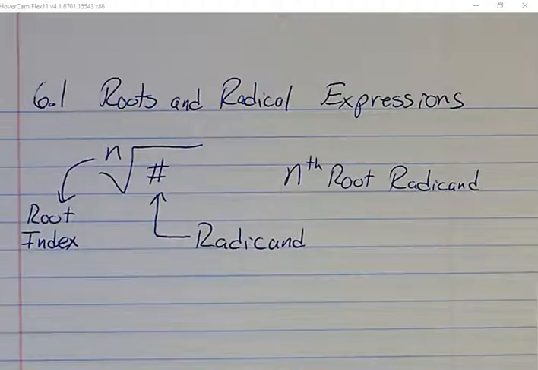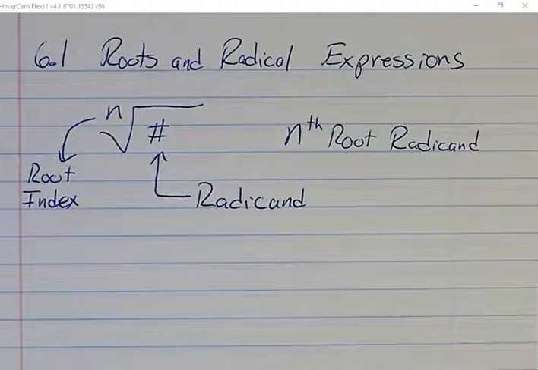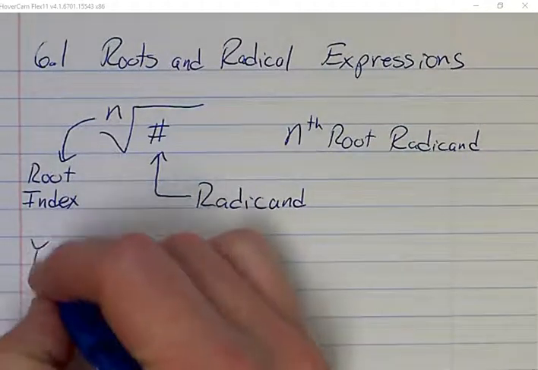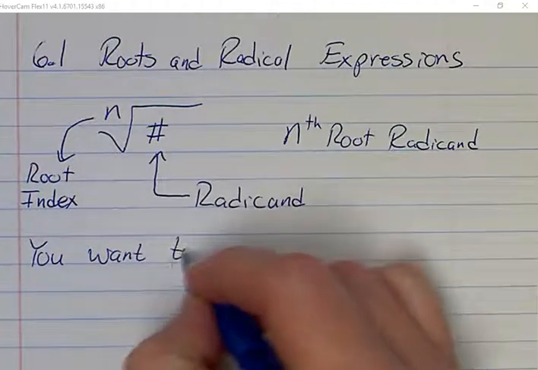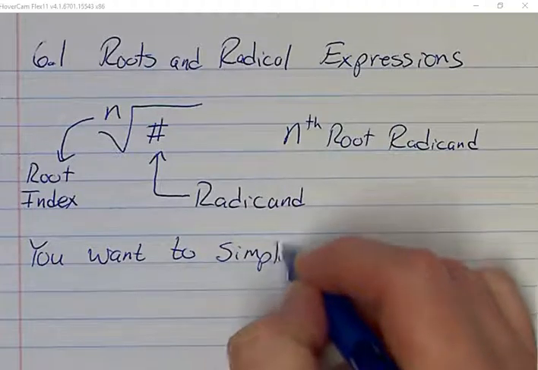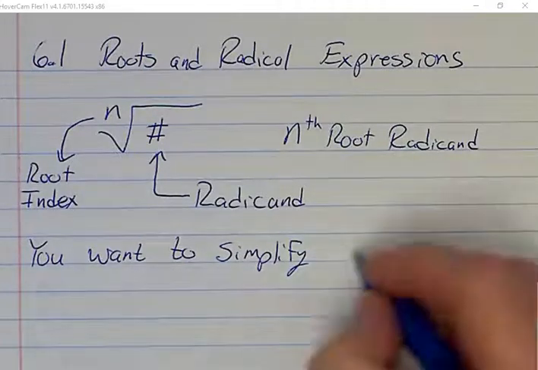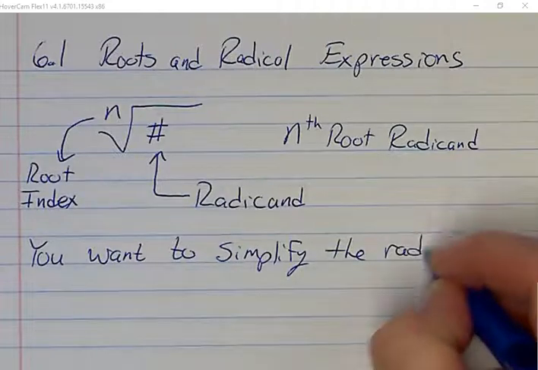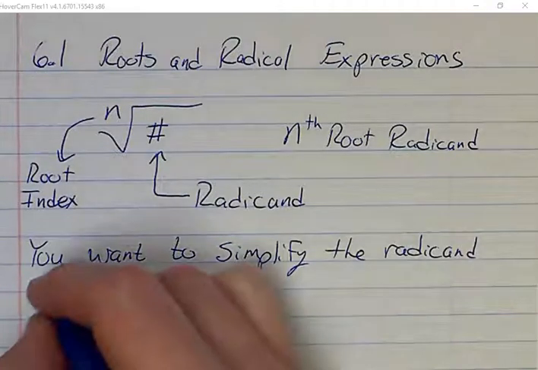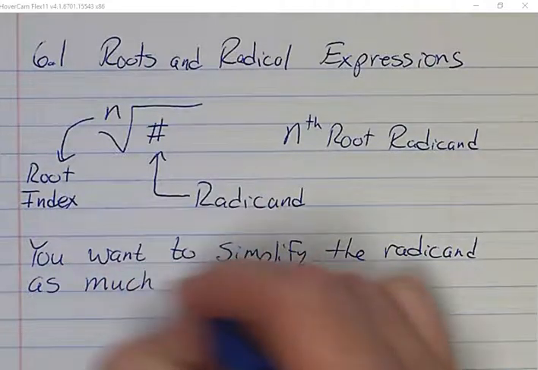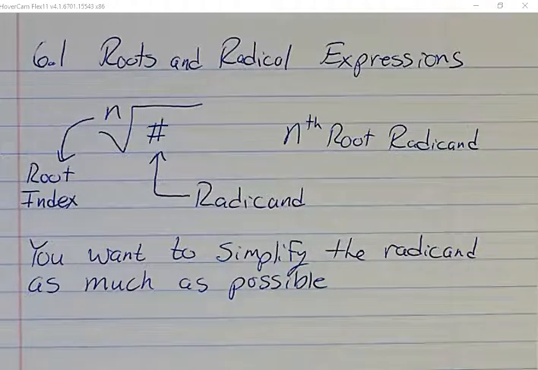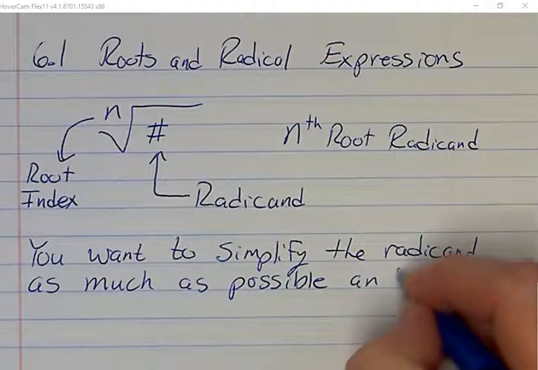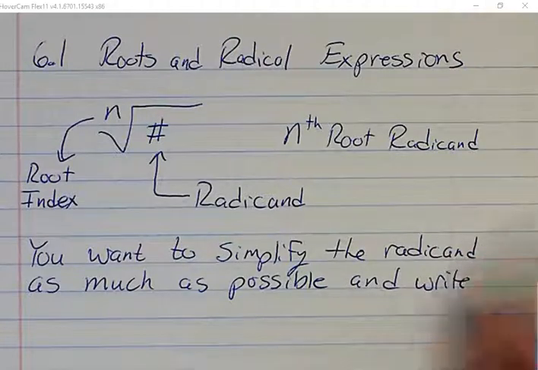Alright, now in some of this, again, you already know how to do some of this. There's just a couple of details we're going to go back in and straighten up just a little bit. When you're going through these, here's what we're kind of looking at. You want to simplify the radicand as much as possible. And when we're doing these, you want to write these in factored form.